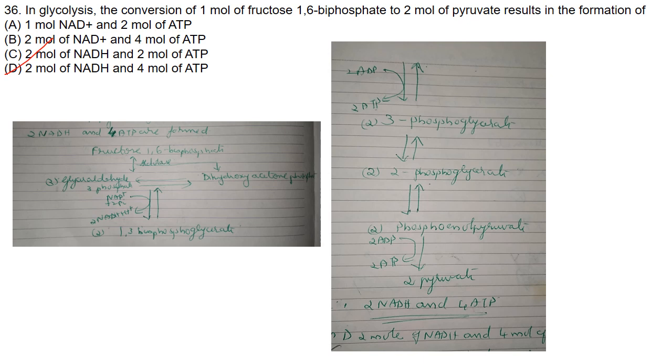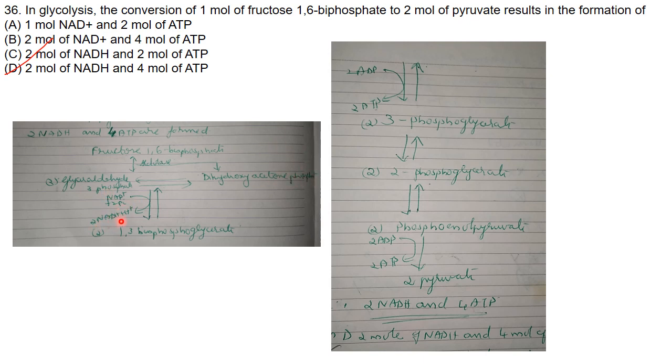So in order to make it semi-permeable, they will have higher content of unsaturated fatty acid. Then in glycolysis, the conversion of 1 mole of fructose 1,6-bisphosphate to 2 moles of pyruvate results in the formation of how many NADH and ATP molecules? So they have asked not from the glucose step, they have asked from fructose. So fructose 1,6-bisphosphate, by aldolase, will split into two, that is glyceraldehyde 3-phosphate and dihydroxyacetone phosphate.